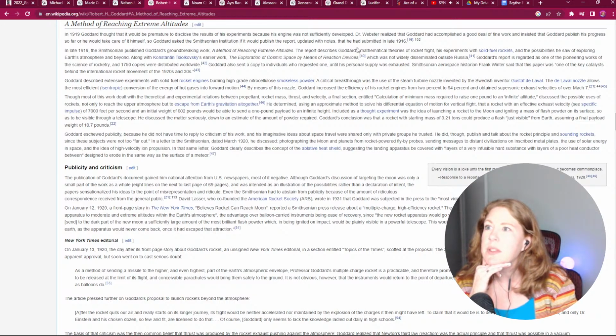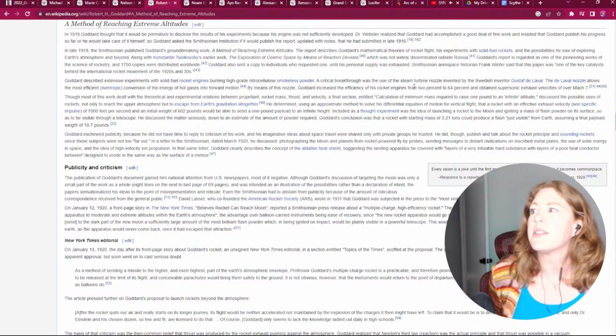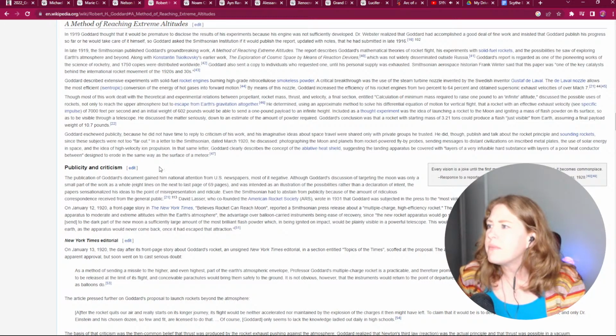The report describes Goddard's mathematical theories of rocket flight, his experiments with solid fuel rockets, and the possibilities he saw of exploring Earth's atmosphere and beyond. Along with Konstantin Tsiolkovsky, some Russian guy, whose earlier work was not widely disseminated outside Russia, Goddard's report is regarded as one of the pioneering works of scientific rocketry. Okay, so there was criticism, though. Wait, so most of his work is theoretical.